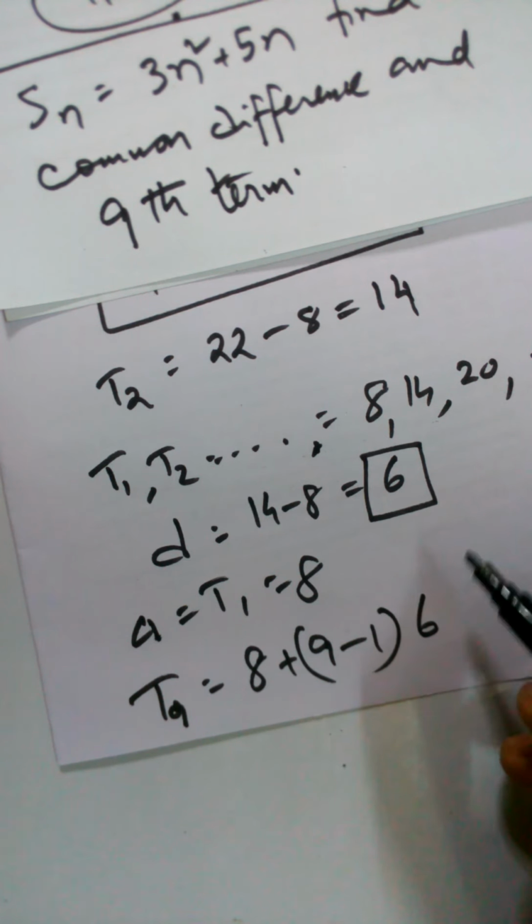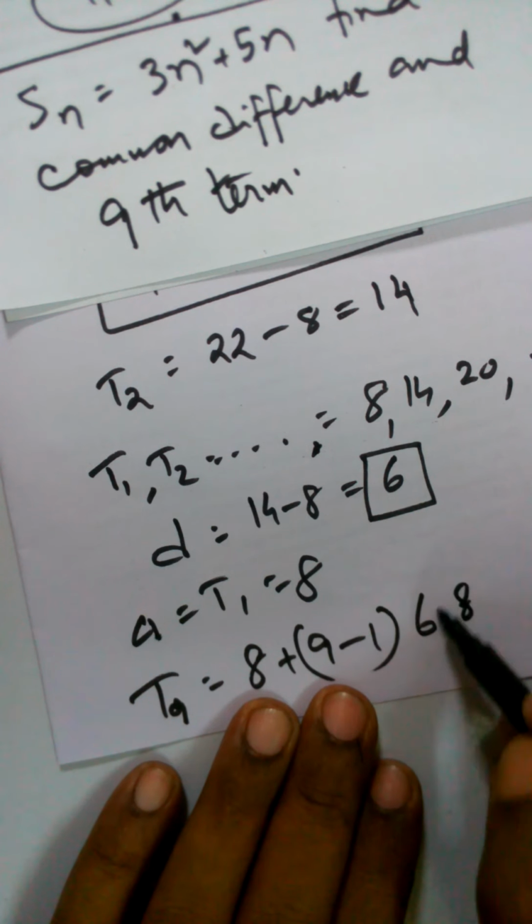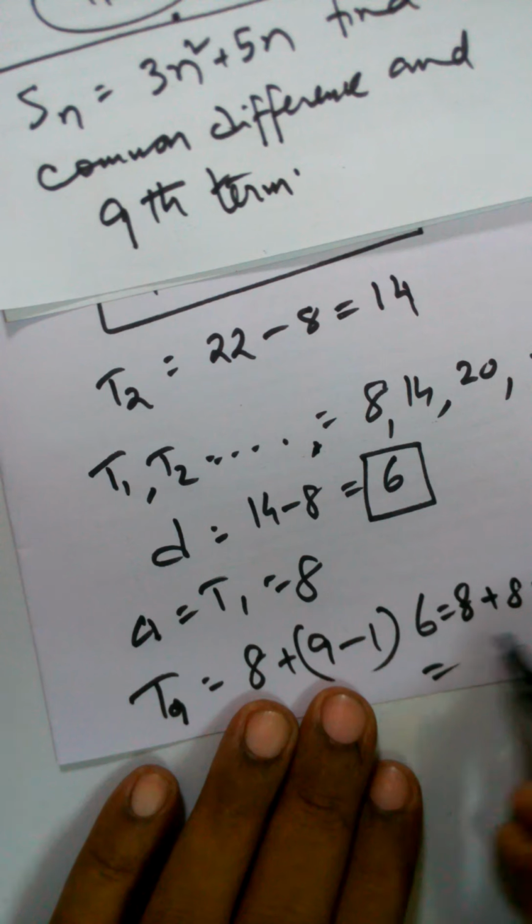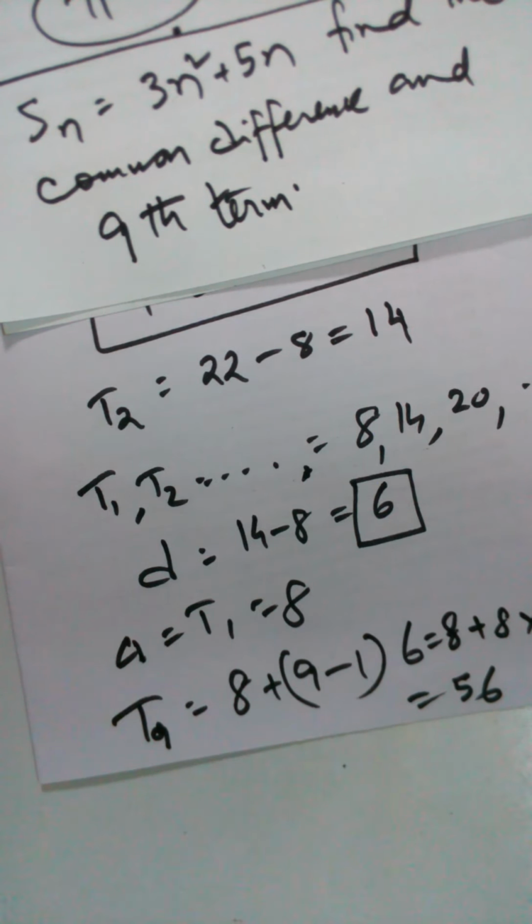So what is the ninth term? The ninth term is 8 plus 8 into 6, that is 48. So 8 plus 48 is 56. So your answer will be 56 for the ninth term. We have used the formula A plus n minus 1 into D and got the answer.